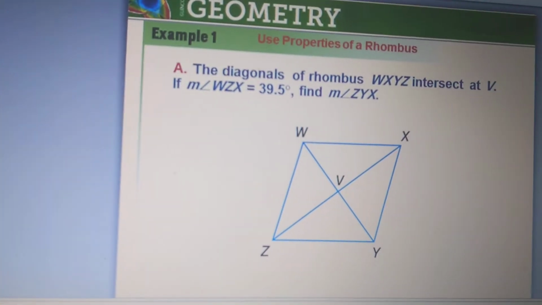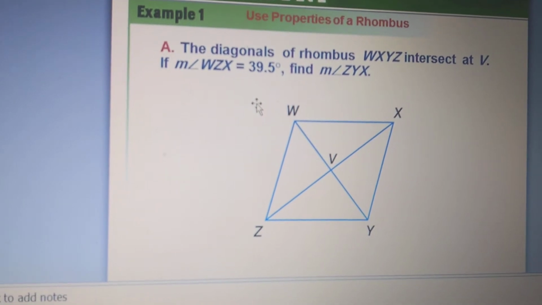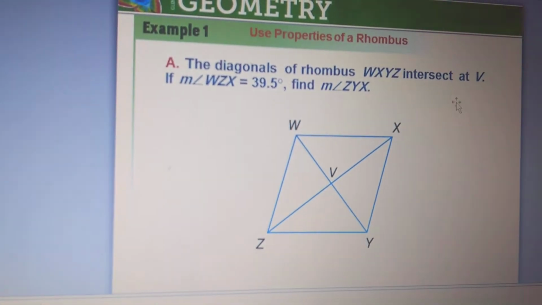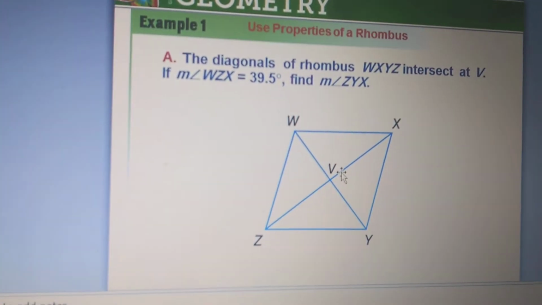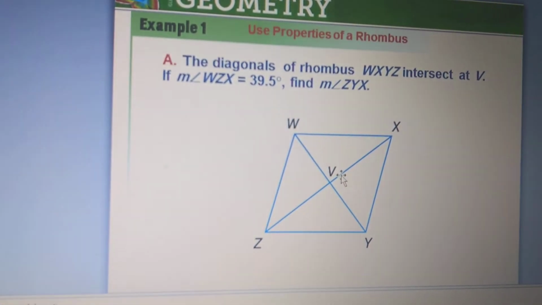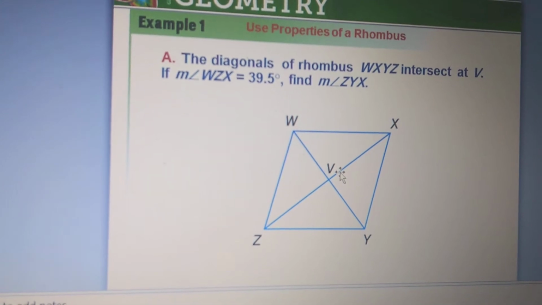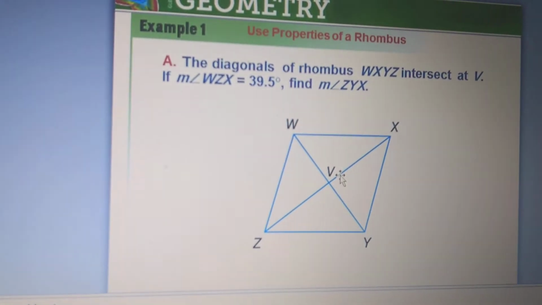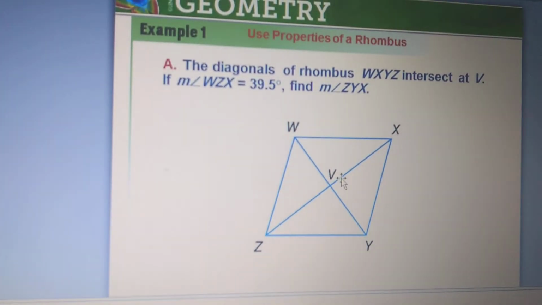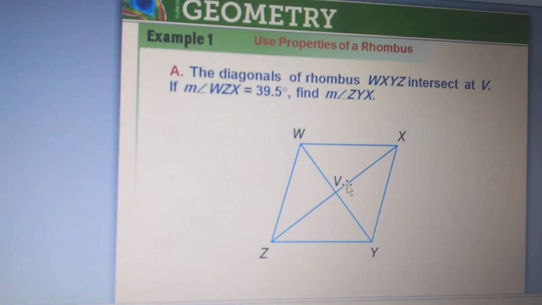Here we have an example. The diagonals of a rhombus. This figure is a rhombus. He told me it is a rhombus. Before I start, now I know that diagonals bisect opposite angles and diagonals are perpendicular. Before I start, I must know this information because they are properties of a rhombus. We are going to use them to solve any question about a rhombus. Now I go back to the question.